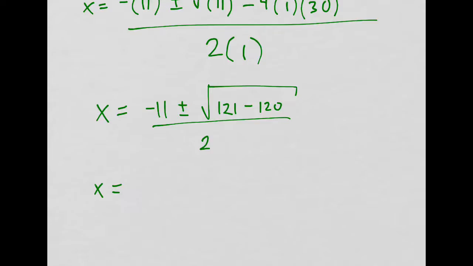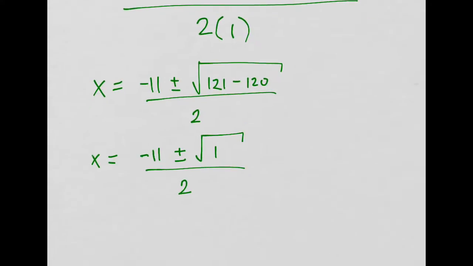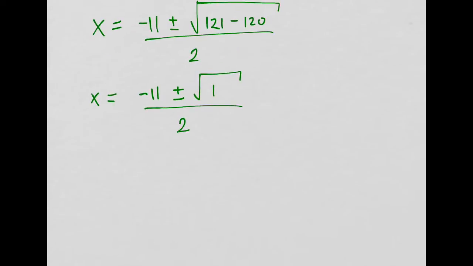Then we go x equals negative 11 plus or minus the square root. What's 121 minus 120? That's just 1. What's the square root of 1? That's just 1. So I have x equals negative 11 plus or minus 1, because the square root of 1 is just 1. If this was like 36, then it would change to 6. But it's not that.